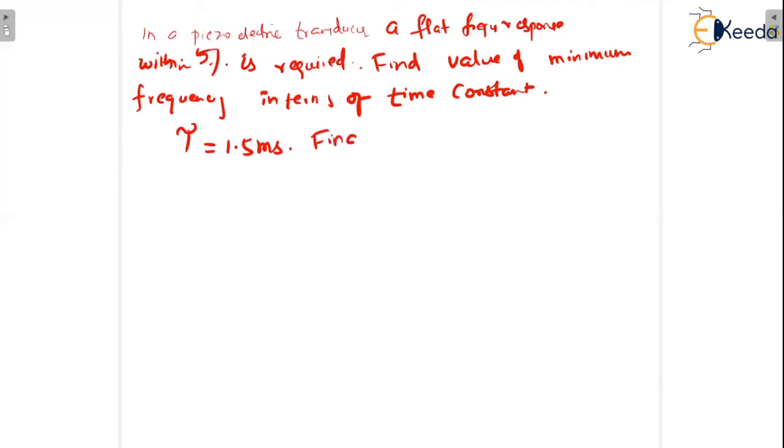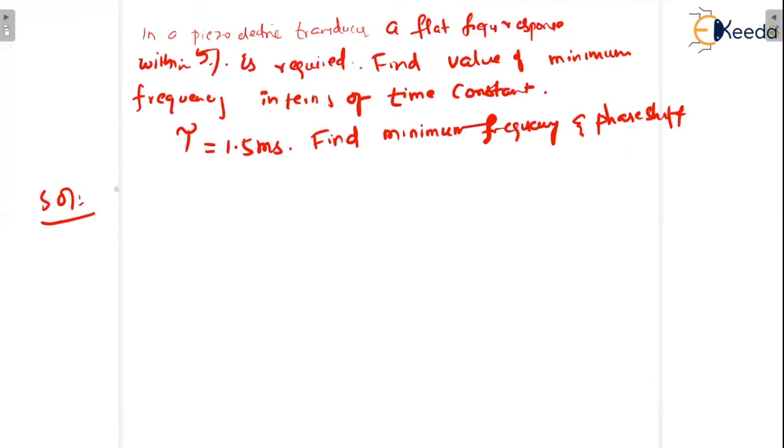We also need to find the minimum frequency and phase shift. So this is the solution for that. Now let's solve this. What are the terms?